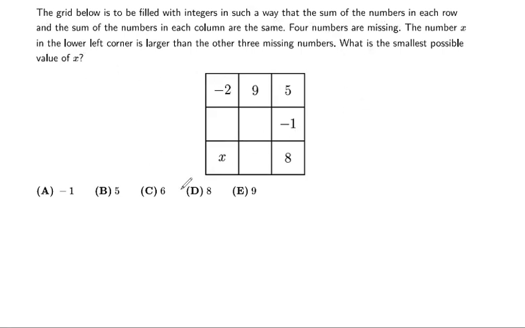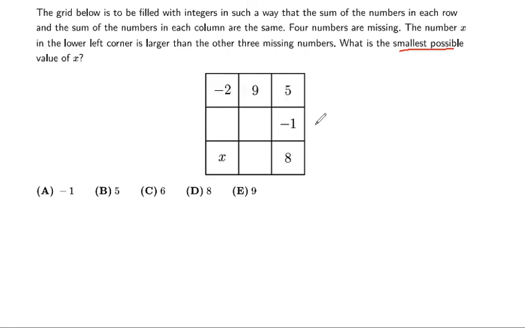The number x in the lower left corner is larger than the other three missing numbers, so these three are smaller than this one. What would be the smallest possible value of x? Keep this in mind. What we know is, if you add these, that's 7 plus 12, and these three also add up to 12, which means the sum of the numbers is 12.